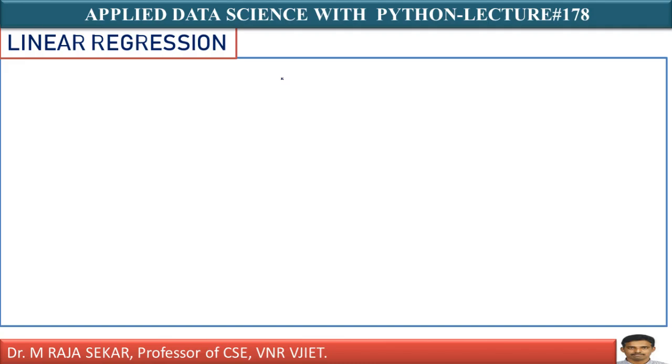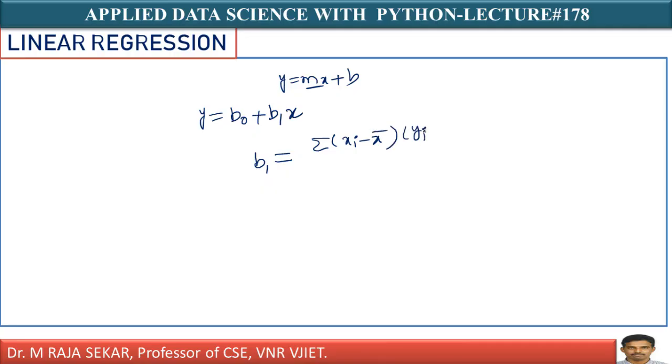Therefore, in the case of y equal to mx plus b, we have got the slope m value, but our assumed equation is y equal to b0 plus b1x. Therefore, in the place of m, we have b1. So what is my b1 value? That is the covariance of x comma y, which is sigma (xi − x̄)(yi − ȳ), by the variance, which is sigma (xi − x̄) whole square. This is my b1 value, isn't it?